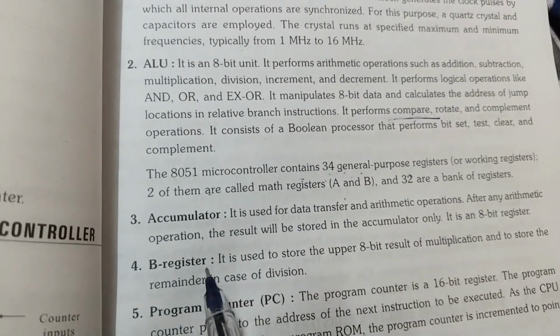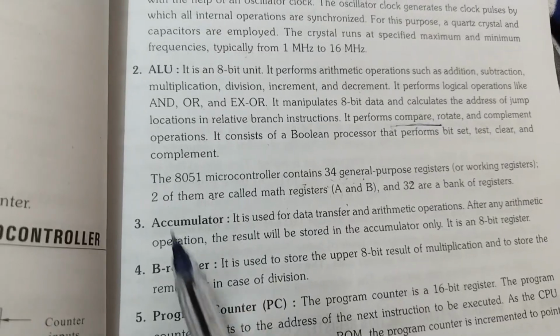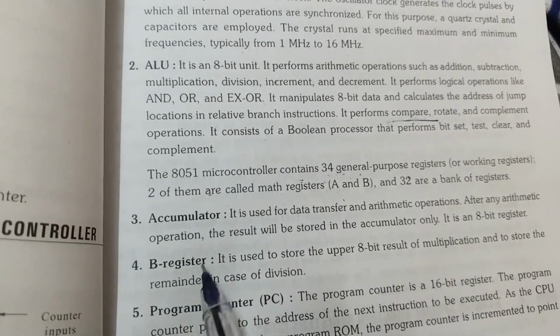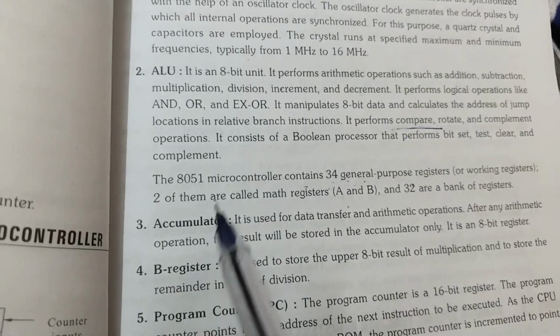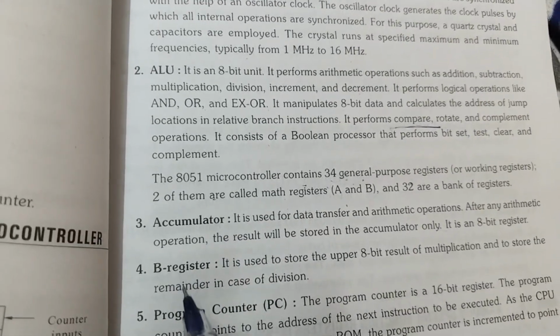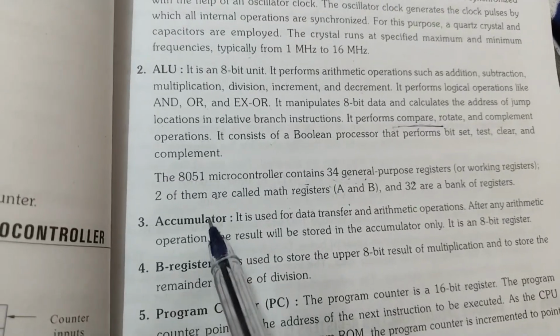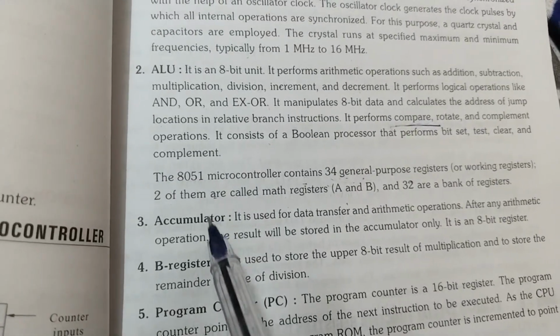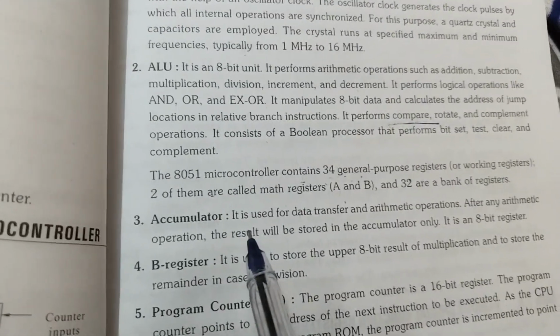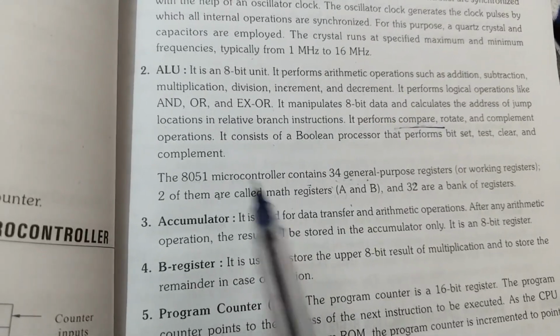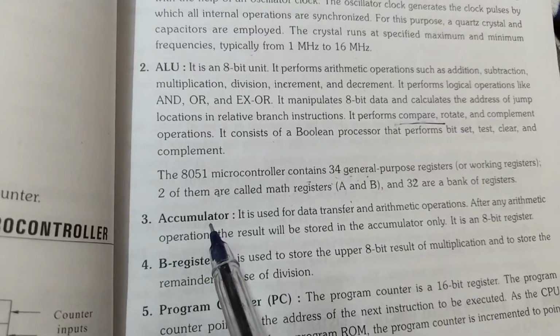Next we have the B register. It is also used along with the accumulator. The B register is preferred in case of multiplication and division. So do remember, the accumulator is an 8-bit register. Similarly, the B register is also an 8-bit register. The accumulator is a by default destination register to store the result of ALU. While performing addition or subtraction, the result is ultimately stored in the accumulator only.